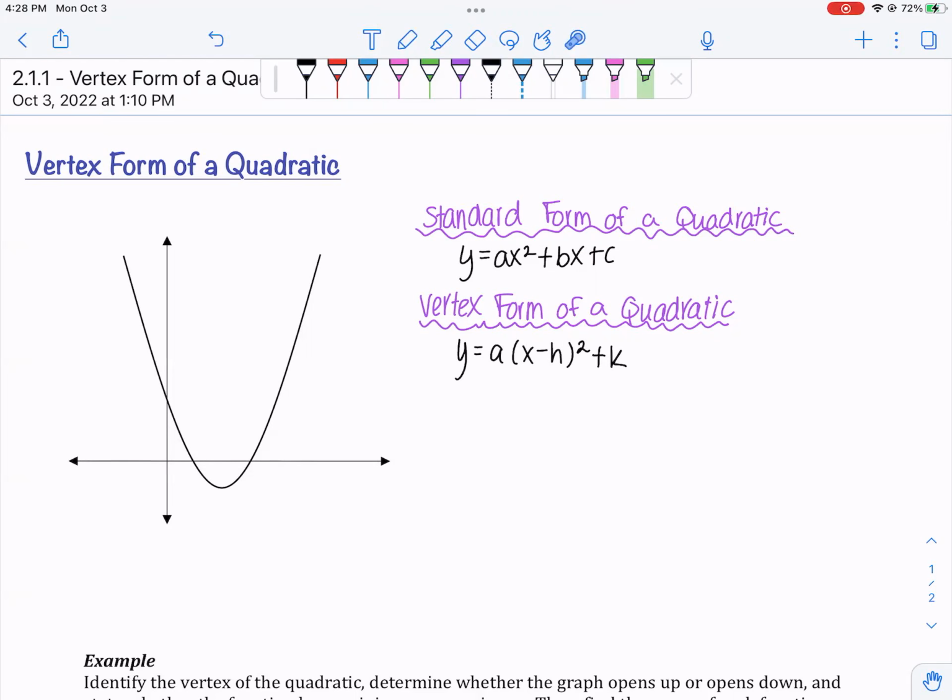First of all, this h and k are the location, the x and y coordinates, of the vertex of this quadratic, of this parabola. So there's a vertex at (h, k). The vertex is the very bottom or top of a parabola, depending on how it's facing.